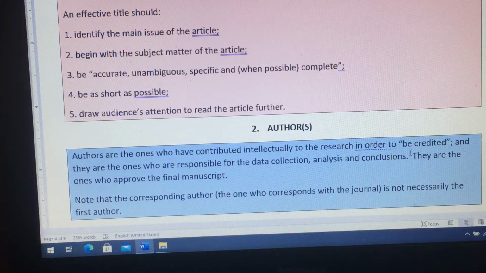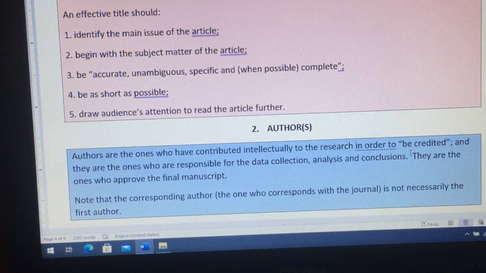And of course, these authors are responsible for the data, whether data collection or data analysis or conclusions of their research. And they are the ones who will approve the final version of their article, the final manuscript of their article. So here, of course, I need to point out that the corresponding author, i.e.